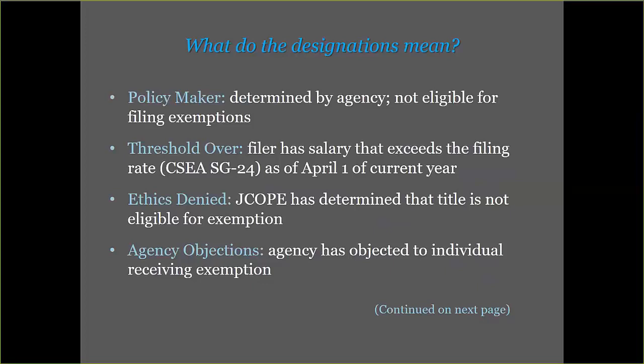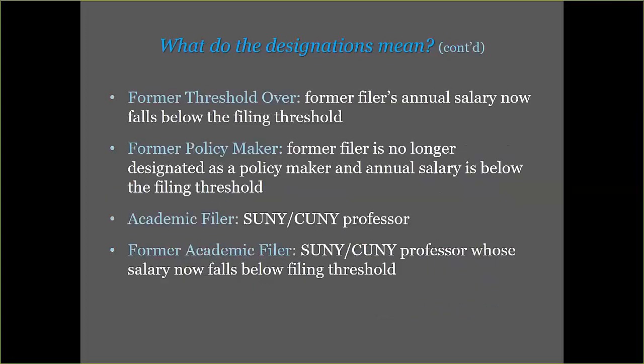So ethics denied gets put in there as their designation as a way to record that an exemption was requested and denied. And on the flip side of that is agency objections, where we have granted an exemption, but the agency, for whatever reason, disagrees with us. So that is a designation that kind of captures all of that.